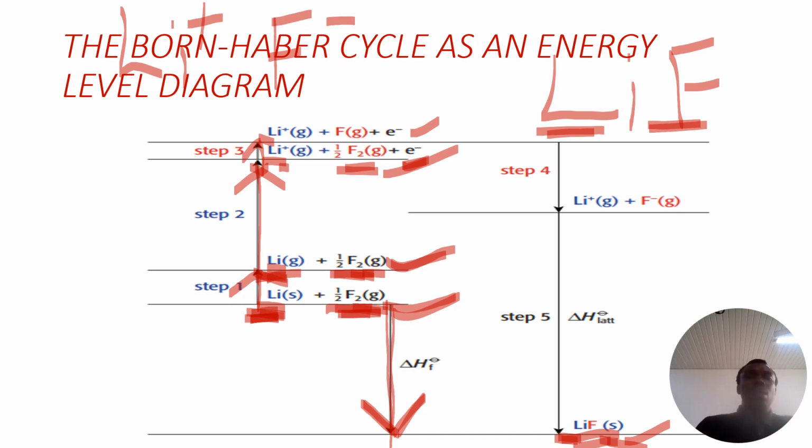Fluorine is also 0. Here the charge is +1 minus 1, so the charge is balanced. Lithium is 1 here, fluorine is 1 here, lithium is 1 here, fluorine is 1 here. So the atoms and the charges are balanced. Then you talk about step 4.